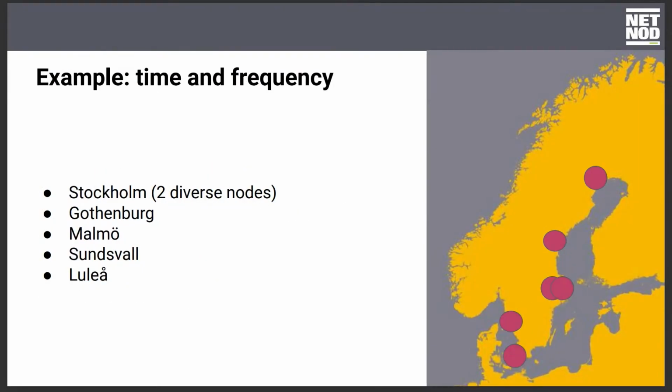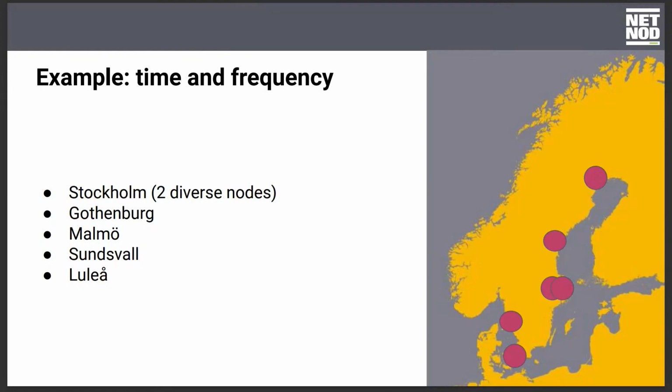And then for each service that we are locating at each one of these nodes, we also do a risk analysis. And the question now is how we're done with time and frequency. Time and frequency we have at 2 locations in Stockholm, Gothenburg, Malmö, Sundsvall, and Luleå. And each one of them are completely independent of each other. And this is one of the reasons why we do not have a NetNode UTC timescale. We do have a timescale at each one of these nodes.